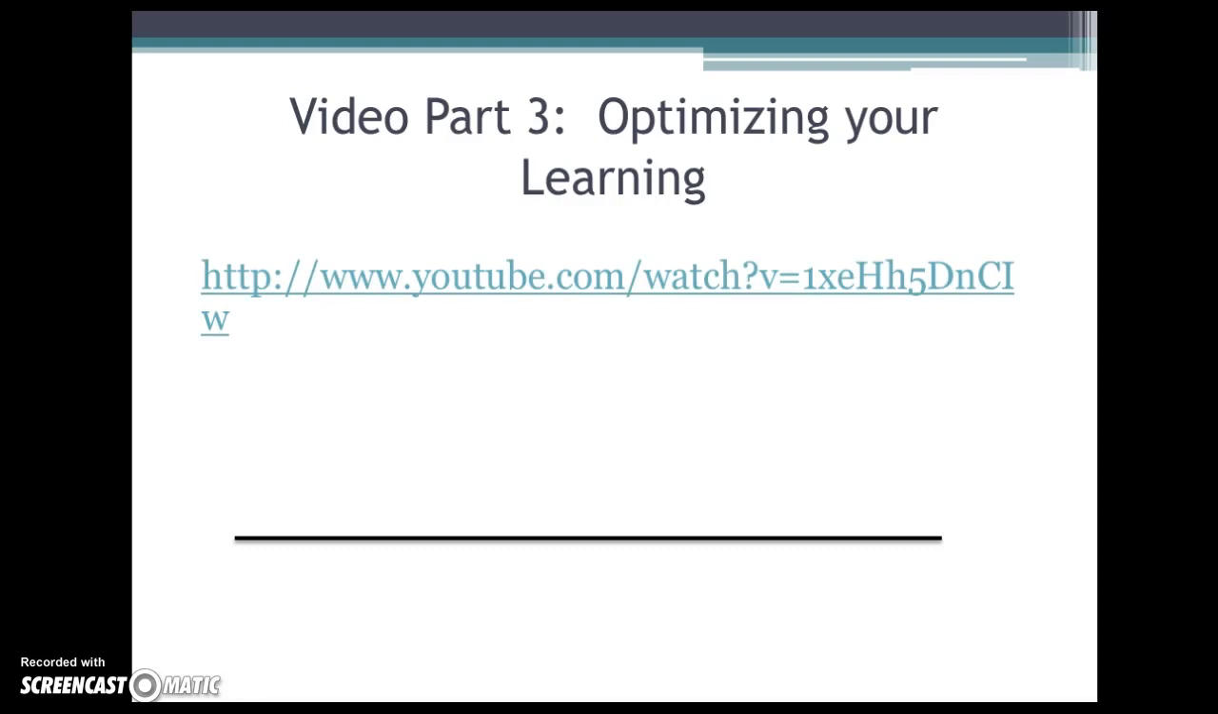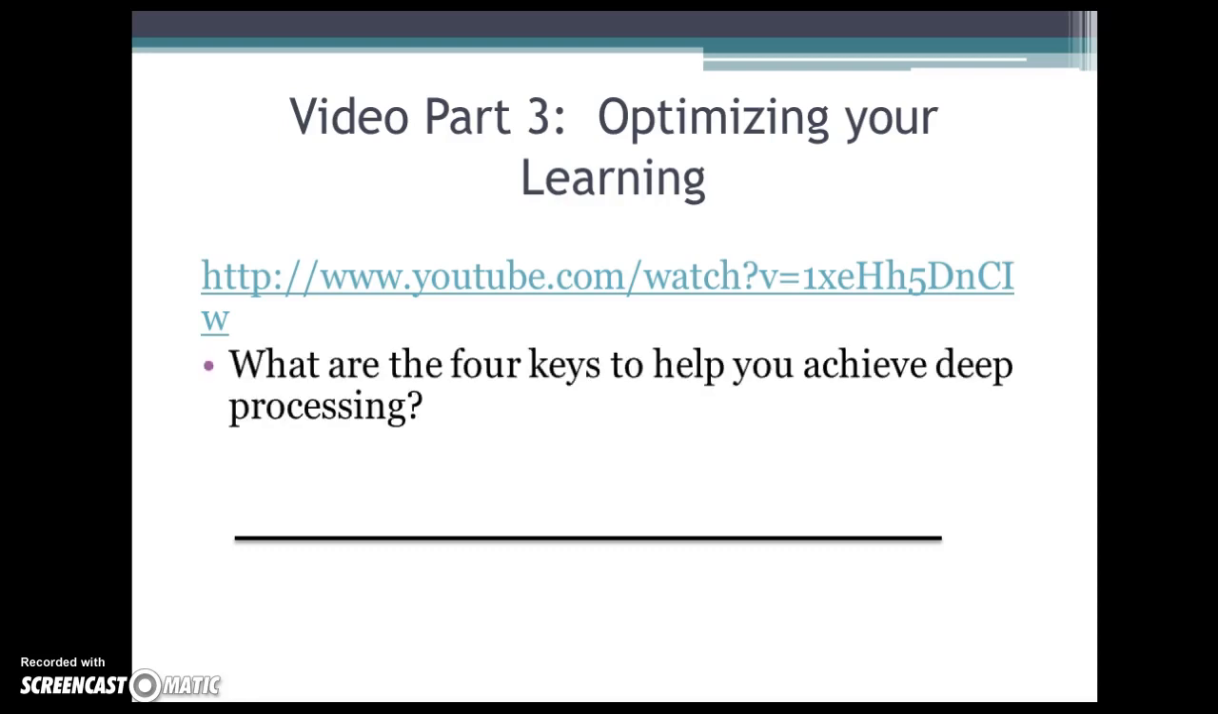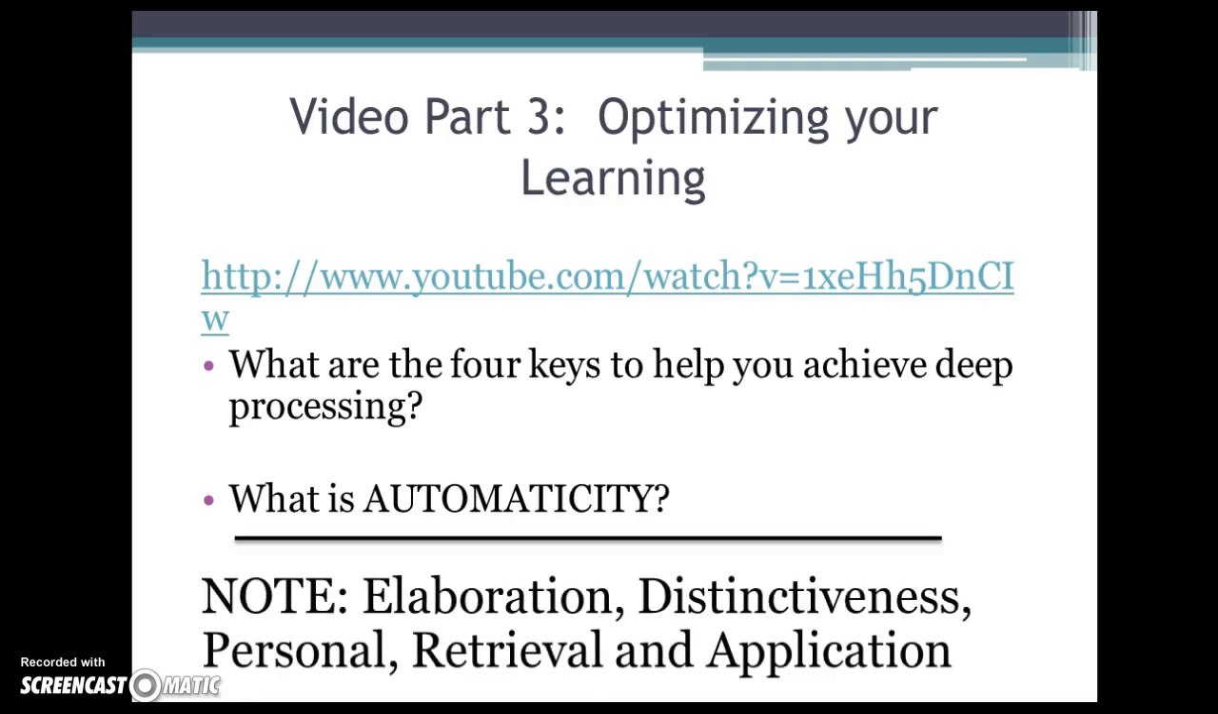So here's the video. I'd like you to pause this video now, go into the PowerPoint on your own, and watch this video. What you're going to be watching for are keys that are going to help you achieve deep processing, and also what does the term automaticity mean, and how does it help us learn? He's going to talk about words like elaboration, distinctiveness, personal retrieval, and application. So just listen for those words as he talks about them in the video.